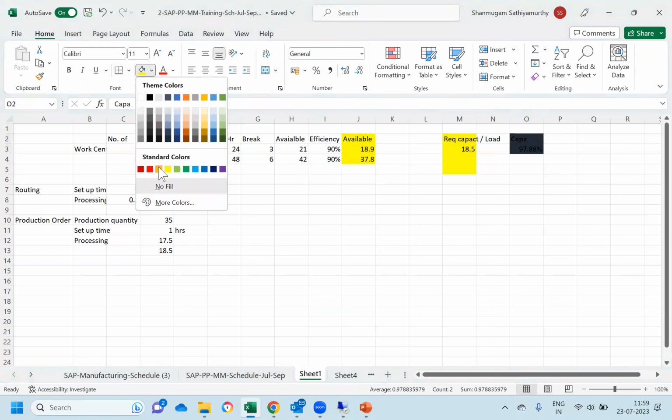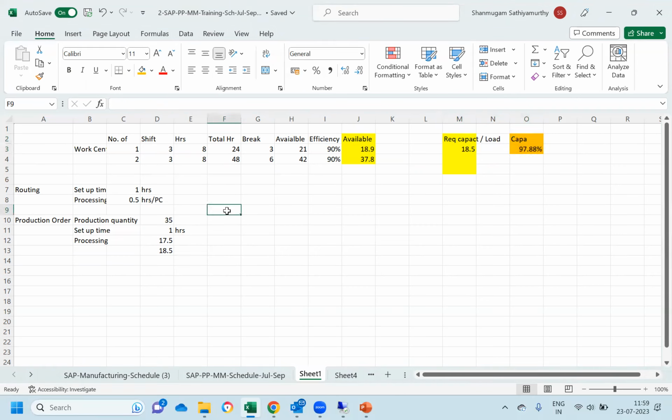Correct? Yes, sir. So we are almost at the border. If I get 40 pieces, then it becomes 111%. Gone. It means I am overloaded. Is it clear? Yes, sir. Right. So this is the work center capacity details.